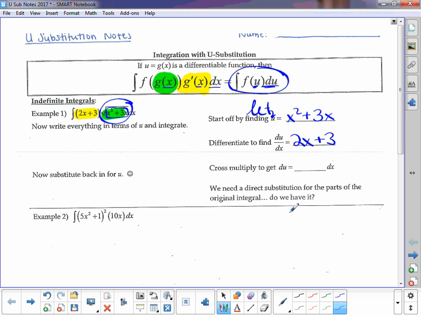All right, so I want everything in terms of just U. So I'm going to go ahead and multiply by dx on both sides. So I have that du equals 2x plus 3 dx. Because again, I just want du, I don't want du over dx. All right, so what we're going to do now is rewrite this integral, filling in those pieces in terms of u. Okay. So I'm going to rewrite this integral.